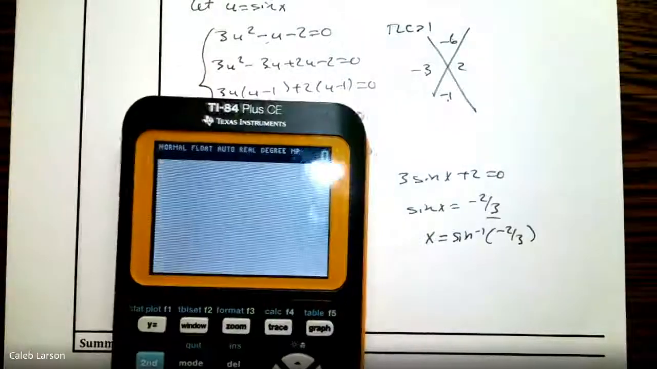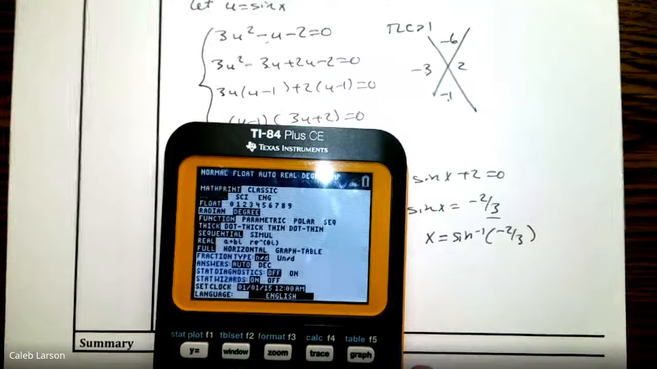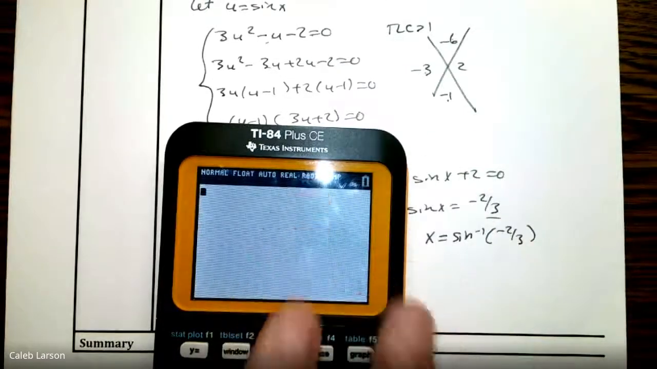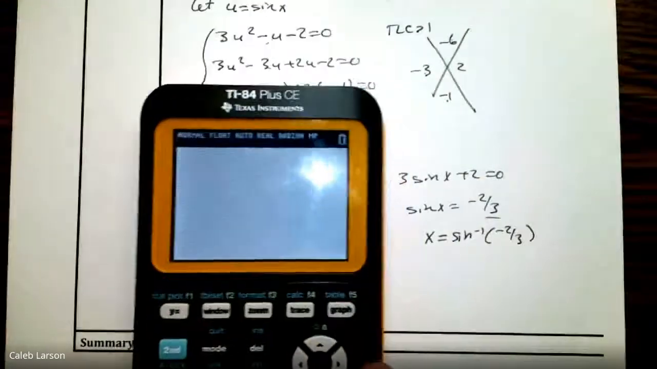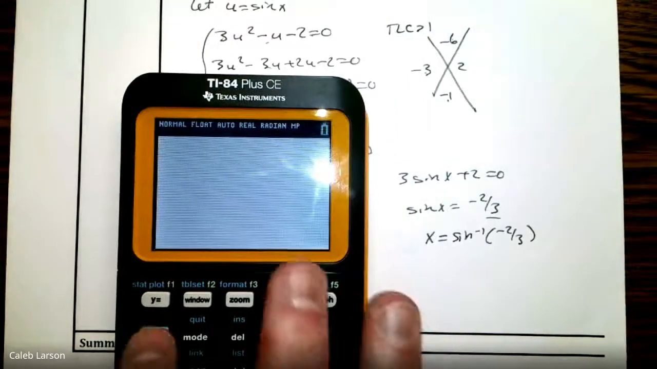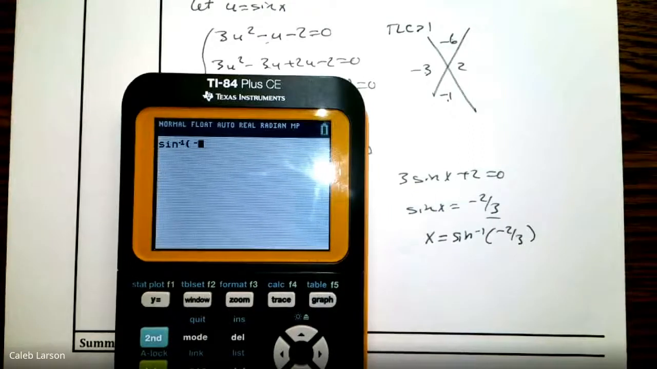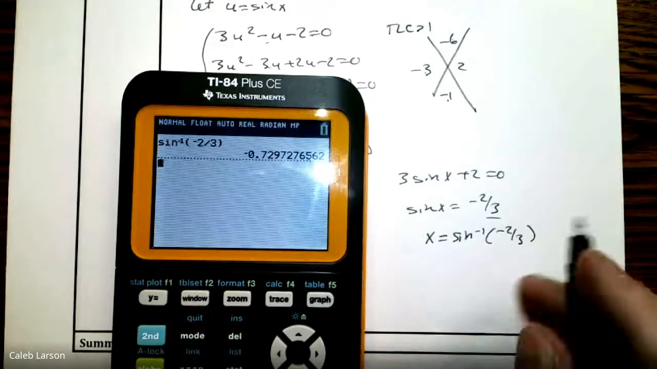Okay, so here's our school's calculator. We need to be in radian mode to do this. Right now I'm in degree mode, so I push mode, go down to radian, push enter, and go back to the screen. Now we're in radian mode. So we type in sine inverse of -2 over 3, and I wind up with this answer right here, -0.7297, and so on.